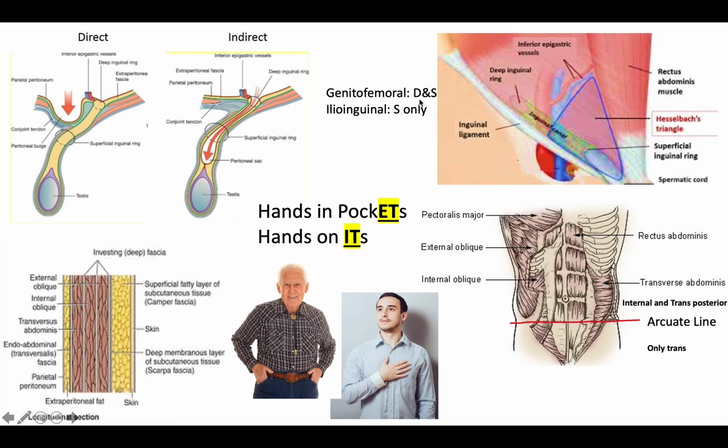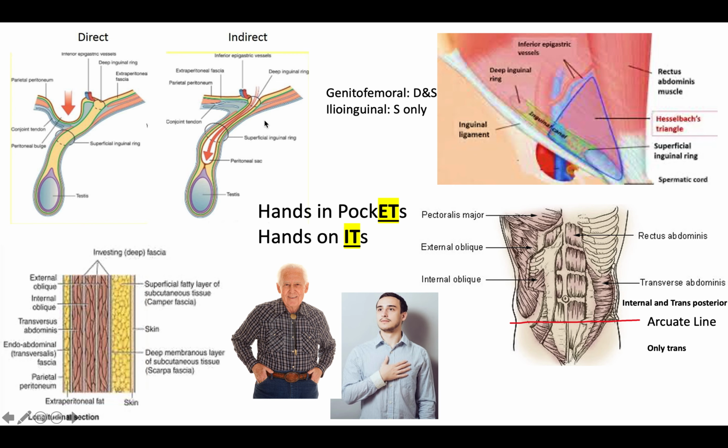You will also have people ask you, is it going to be medial or lateral to the inferior epigastric artery? Well, since the superficial inguinal ring is right here and it's medial to the inferior epigastric artery, you would know that the direct hernia is going to be medial to the inferior epigastric artery.